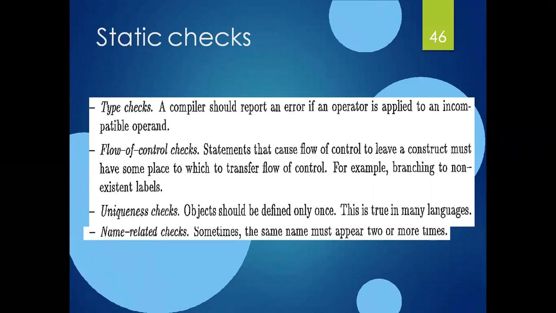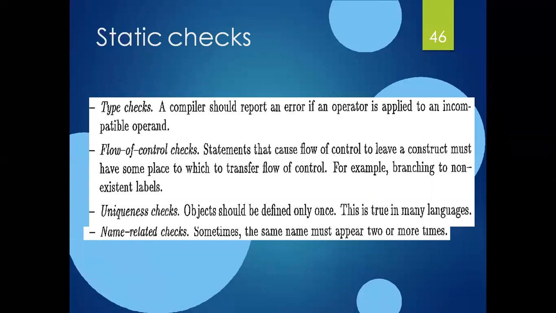And initially, to detect the errors we are performing all these. And what do flow of control checks mean? Some statements cause the flow of control to leave a construct. That means, for example, branching to non-existent labels. For example, if you know the concept of a directed acyclic graph or data flow graphs, there we can see such types of flow of control checks, right? And what does the uniqueness check mean? Whatever objects we are defining should be defined only once, this is true in many languages.